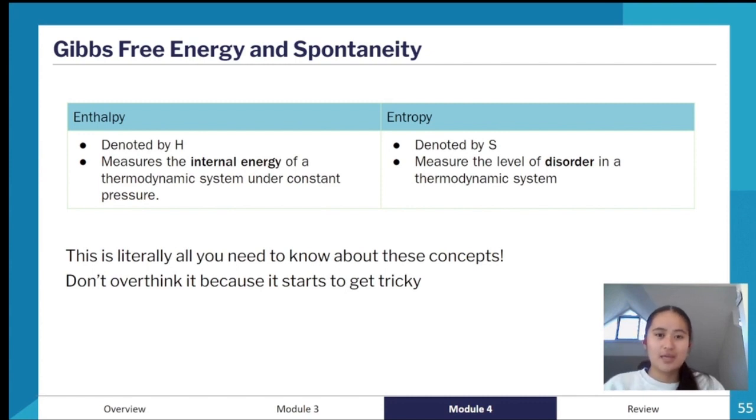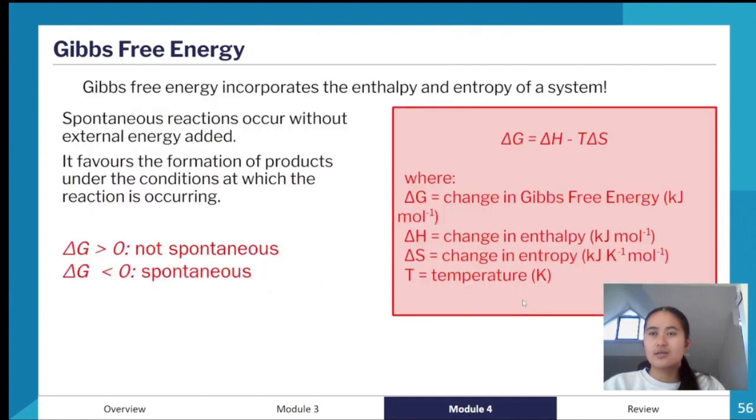But basically how you use this stuff is here. So this is the Gibbs free energy equation. So delta G, which is Gibbs free energy, equals delta H minus the temperature times delta S. So delta G is change in Gibbs free energy, and that's the unit. Then you have change in enthalpy, and you have change in entropy, and then temperature.